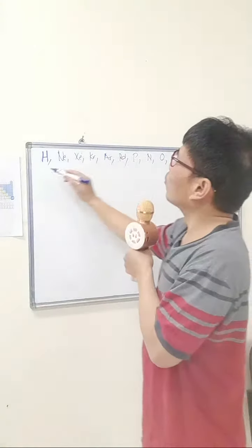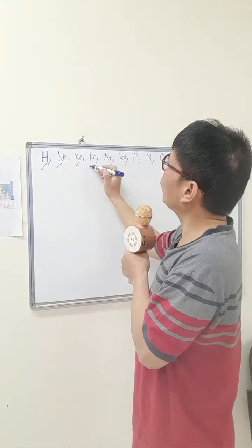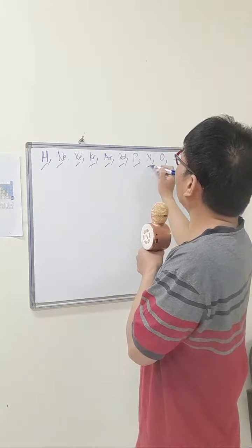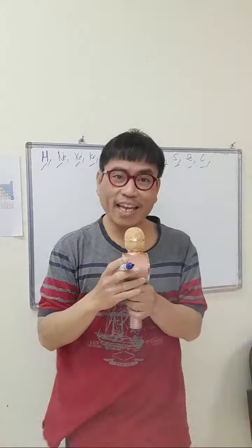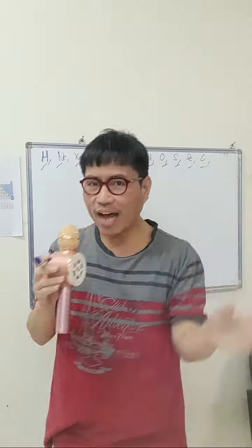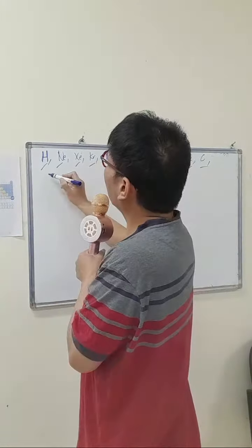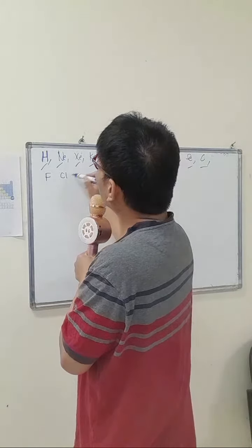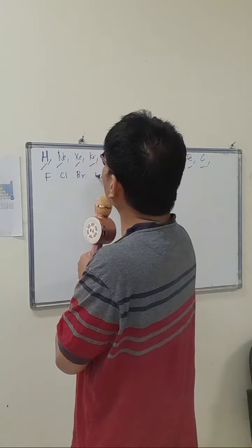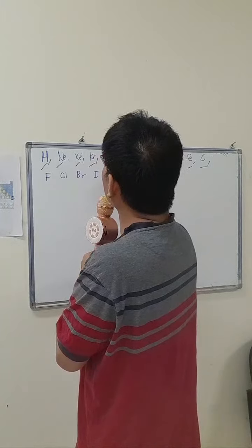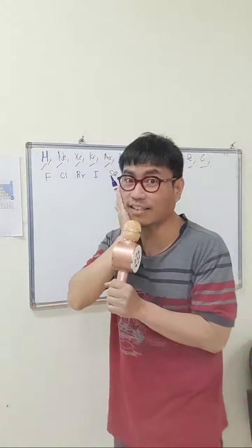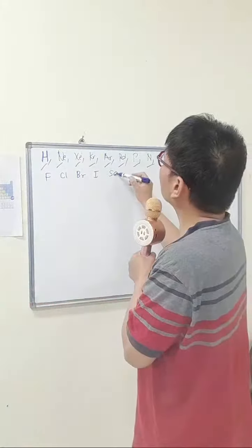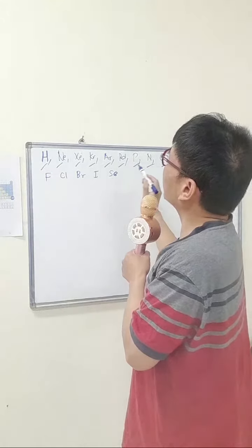1, 2, 3, 4, 5, 6, 7, 8, 9, 10, 11, 12 already. So there are still 5. What's that? Fluorine, chlorine, bromine, iodine, and selenium. Not astatine. Astatine is a metal already, a transition metal, right? Correct me if I'm wrong. So these are the nonmetals.